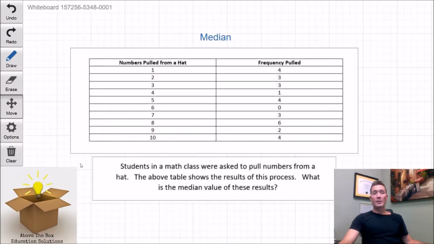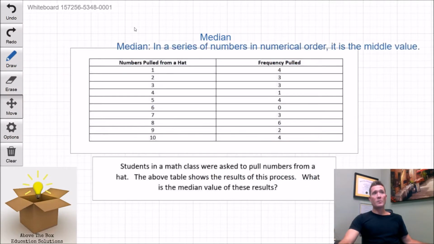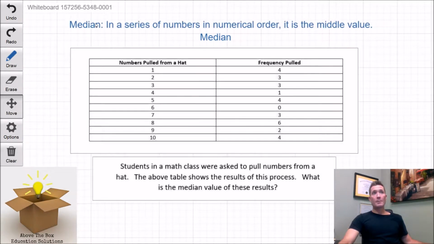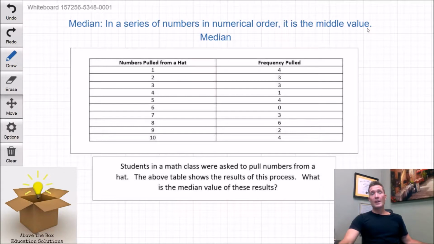Hello, today we're going to be doing a problem that deals with a measure of central tendency called the median. Before we get into the problem itself, let's go ahead and have a quick definition of the median. In a series of numbers in numerical order, it is the middle value. And we're going to be stressing the word value here because when we start problem solving, you'll see that the number, the median, doesn't necessarily present itself. Instead, we'll have to do a small calculation to figure out our median.